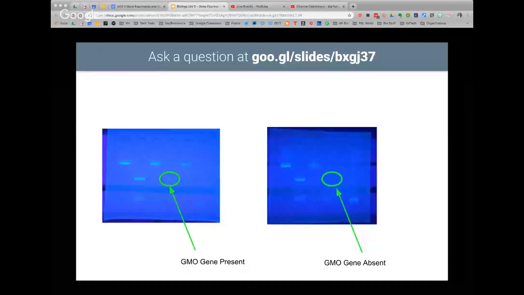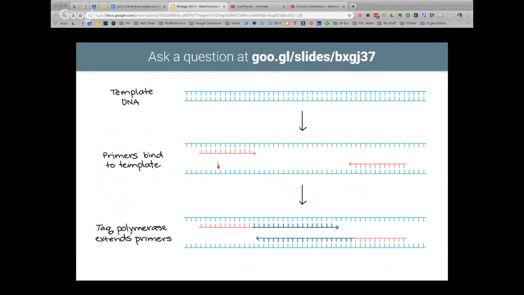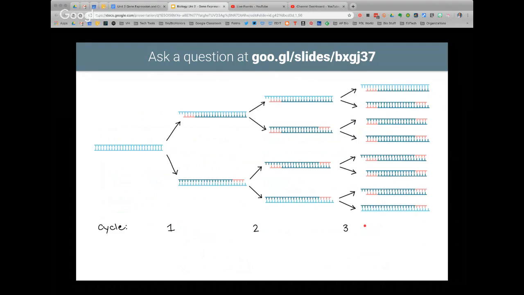So again, a real quick overview of PCR. We have our template DNA. We have a piece of DNA we want to copy. Let's say it's a GMO gene. We have a specific primer that will find that GMO gene based on the nucleotide base pairs in that gene. We then heat the DNA up to pull it apart. That allows the primers to bind. Then the Taq polymerase reads the gene we're trying to copy and makes a copy of it. And over many, many cycles, we go from having one version of the gene to 2, to 4, to 8. After like 40 cycles, we get billions of copies of this gene. And that's what allows us to see it in the gel.